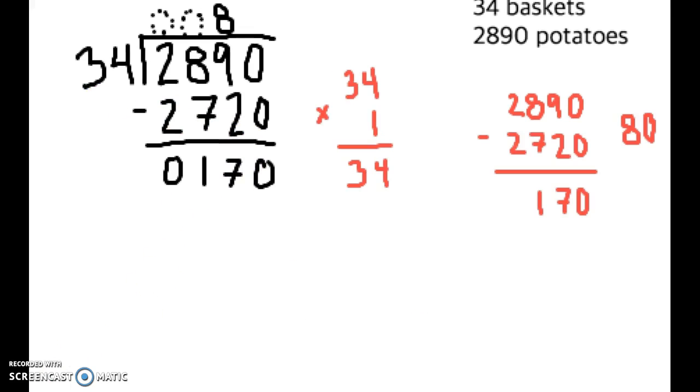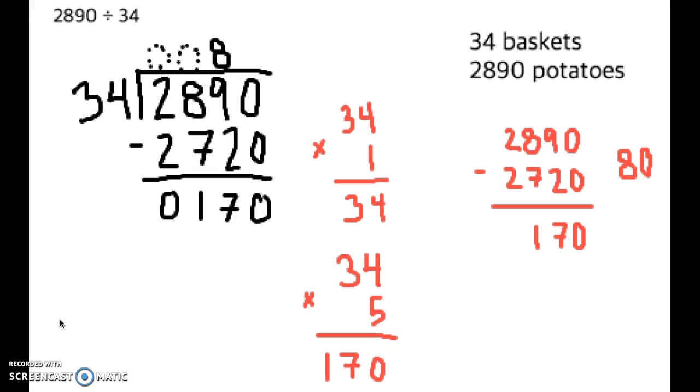Next we move on to our singles. So 34 times 1 is just equal to 34, and obviously that can go into 170. So we need to see how many times 34 can go into 170 multiplied by a singles place. So if we multiply 34 by 5, we get 170, which fits in perfectly with what we have left, which is 170. So if we subtract 170 from 170, we obviously get 0.